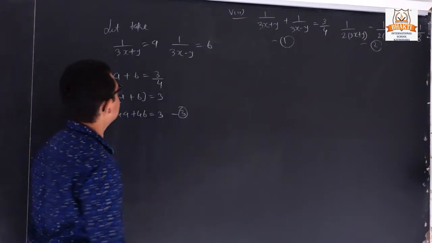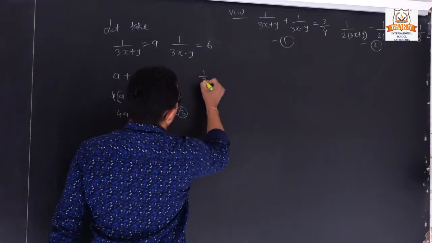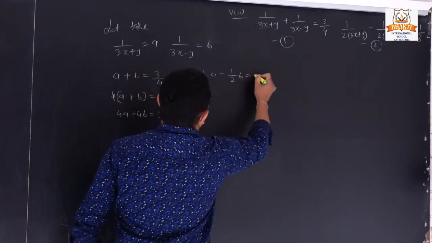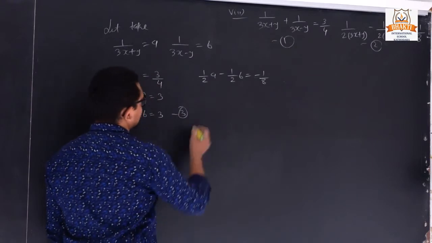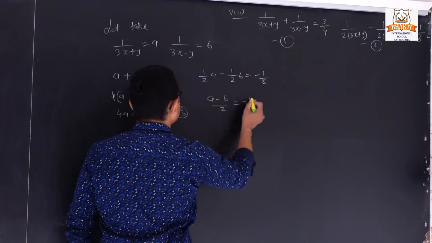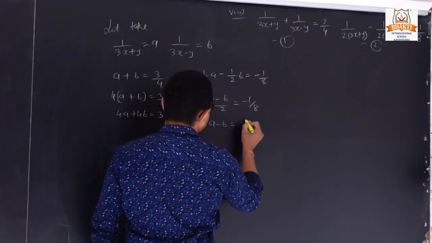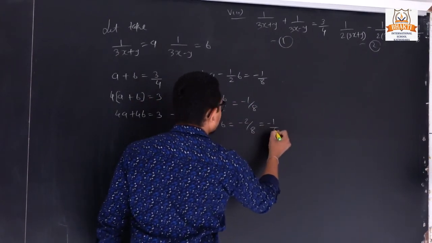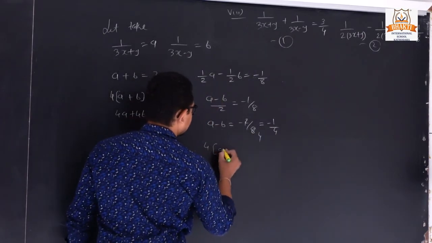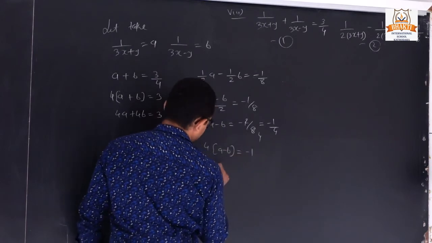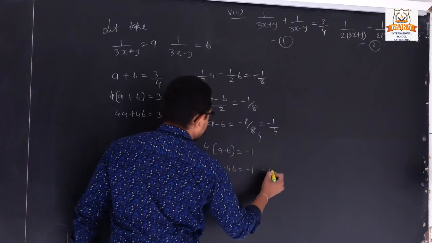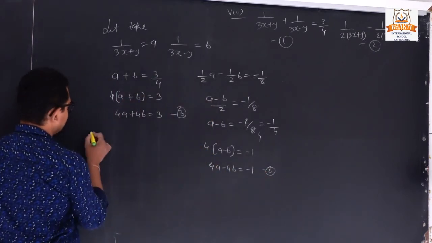Now similarly for the second, 1 upon 2a minus 1 upon 2b is equal to 1 minus 1 by 8. So 2 is our LCM. This 2 is going to the second side. So it is minus 2 by 8. So minus 1 by 4. 2 ones are 2, 2 fours are 8. Now this 4 is going to the second side. So 4a minus 4b is equal to minus 1. We can declare it is equation 4. Now solve these both equations.